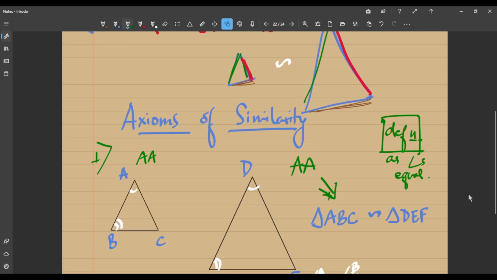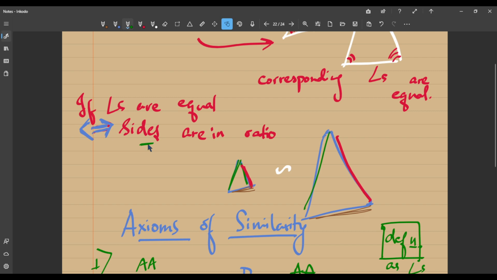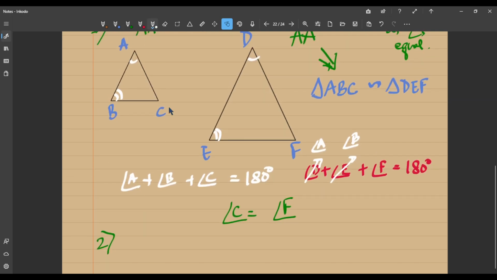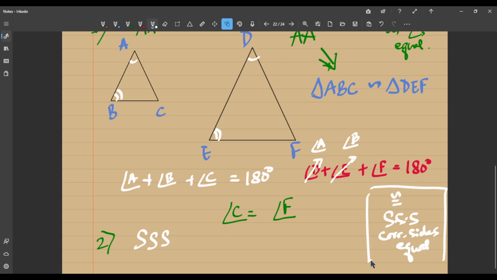We also saw that the sides were in ratio. The sides being in ratio implied that the angles are equal, and hence the triangles are similar. So what if my sides are in ratio? I'll call it S.S.S. And keep in mind that this S.S.S is different from the S.S.S in our congruency, where we meant the corresponding sides are equal. So corresponding sides equal was for congruency, but here we don't mean this. Here we mean that the sides are in ratio.